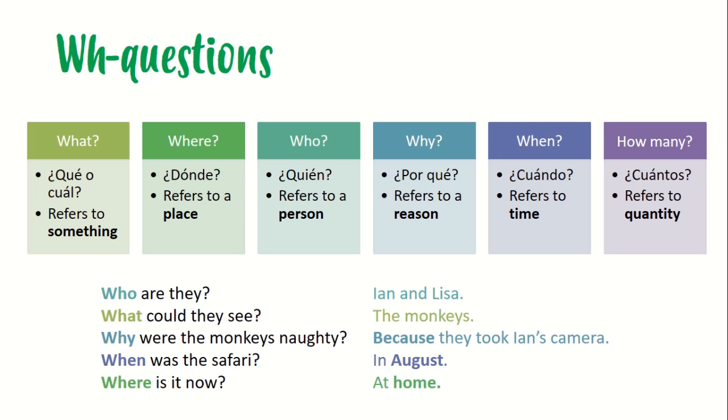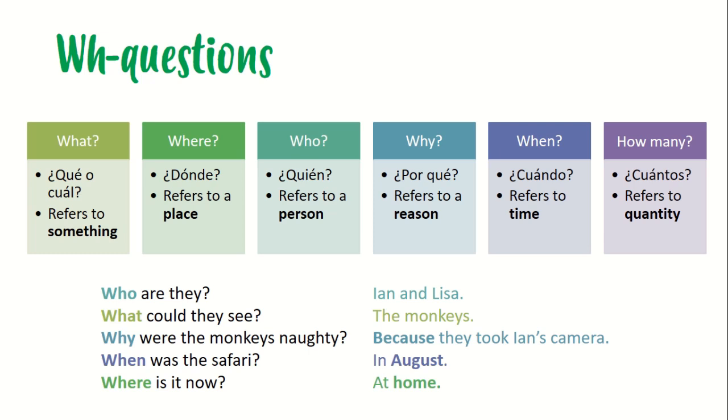For example, who are they? ¿Quiénes son ellos? La respuesta es Ian and Lisa. Son Ian y Lisa, personas. Por eso se utiliza who. What could they see? The monkeys. ¿Qué es lo que podían ver? Los changuitos.